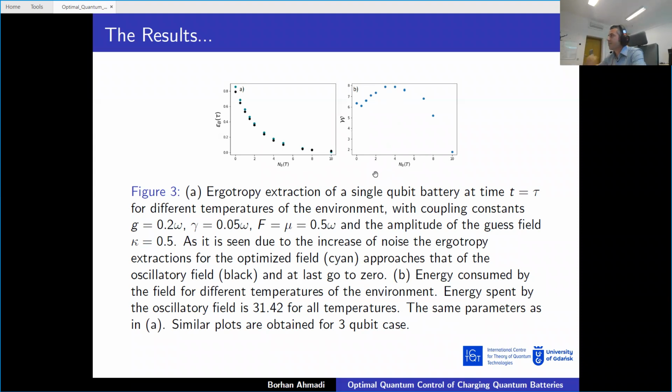and then, as we increase photons in the environment, the noise also increases. Then the laser needs to spend more energy, and so it increases. And then since it cannot send the system to the desired state, it will stop feeding energy. In all cases, in all temperatures, the energy used by the oscillatory field is higher.